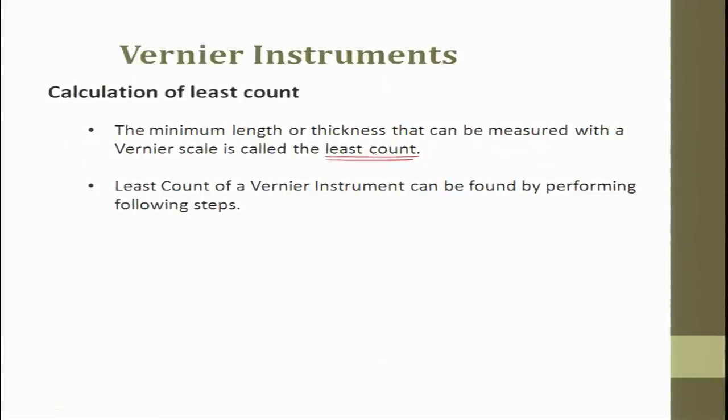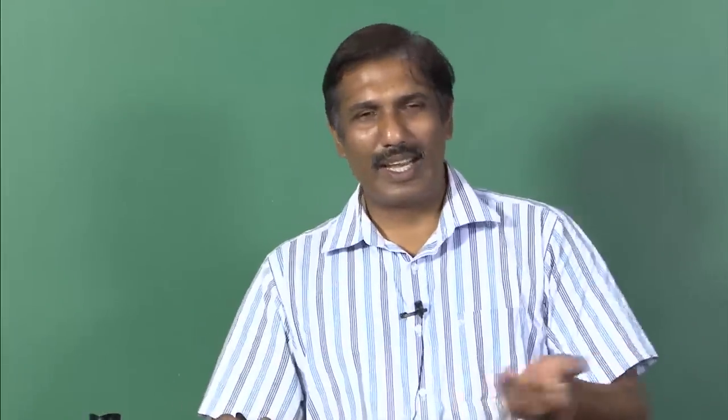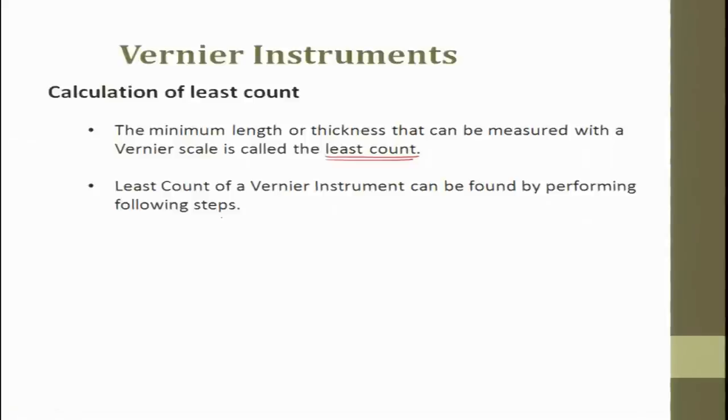What is the least count for a TFT monitor? It is 1 pixel. When you talk about rapid prototyping, what is it? It is called a voxel. When you talk about an ordinary scale which you use for measuring, the gap between two graduations is the least count. The least count of your vernier instrument can be found out by performing the following steps.